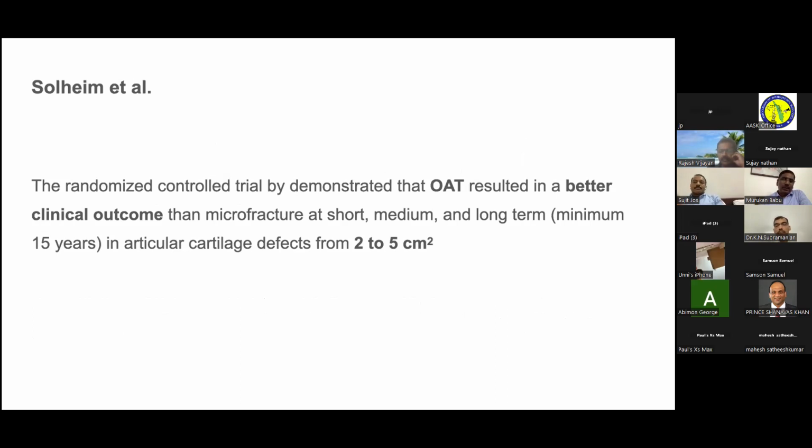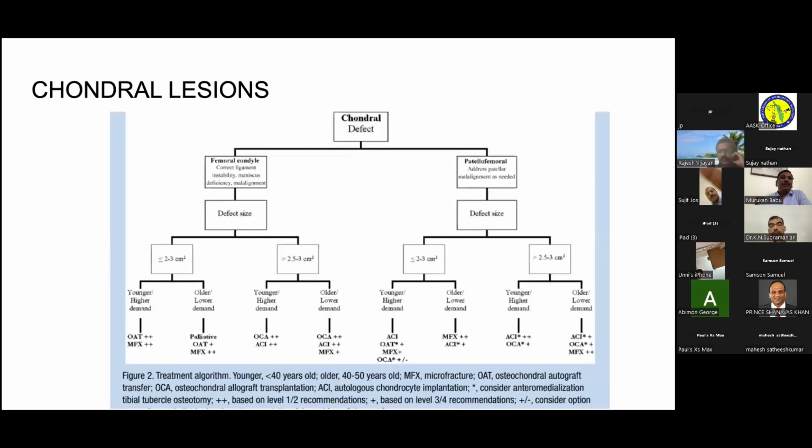So that is also economically not viable, because most of the time you may require a secondary procedure like OATS or some other procedure. So the total cost will be more if you choose microfracturing. Then there are 2 papers like that.